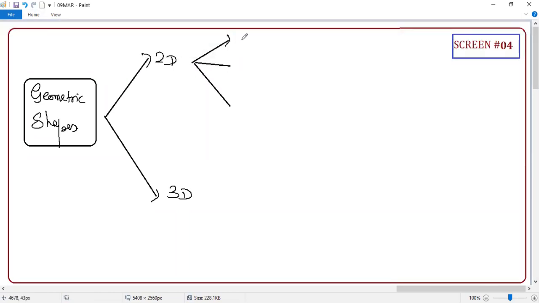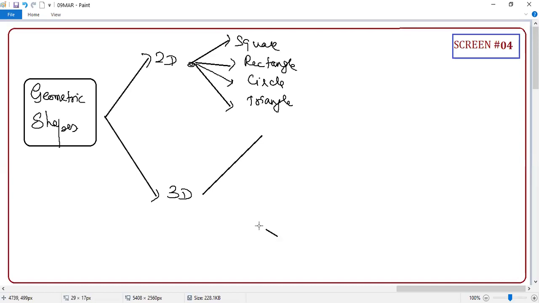You should know square. You should know rectangle. You should know circle. You should know triangle. Guys, these are all very important things you should know. Sir, I learned in 6th standard. Guys, you should know it even now also. And in 3D figures.